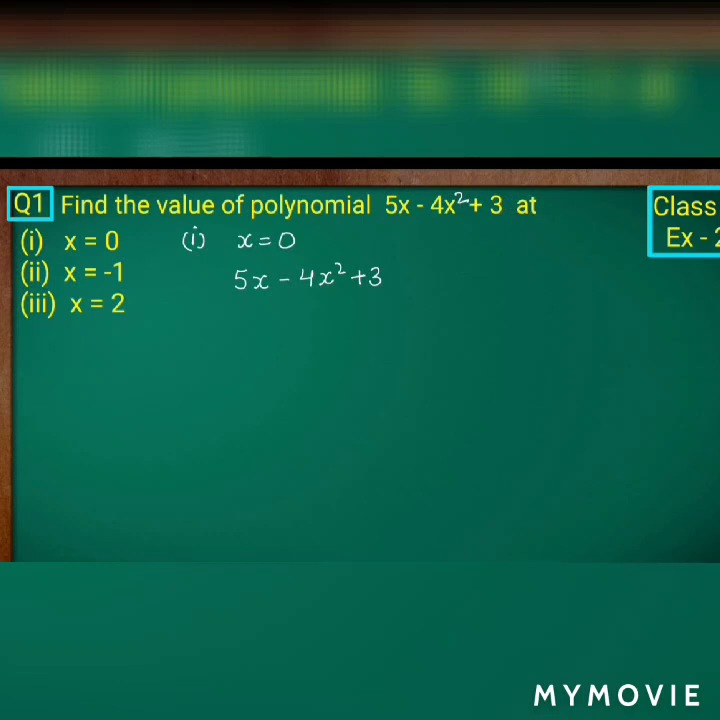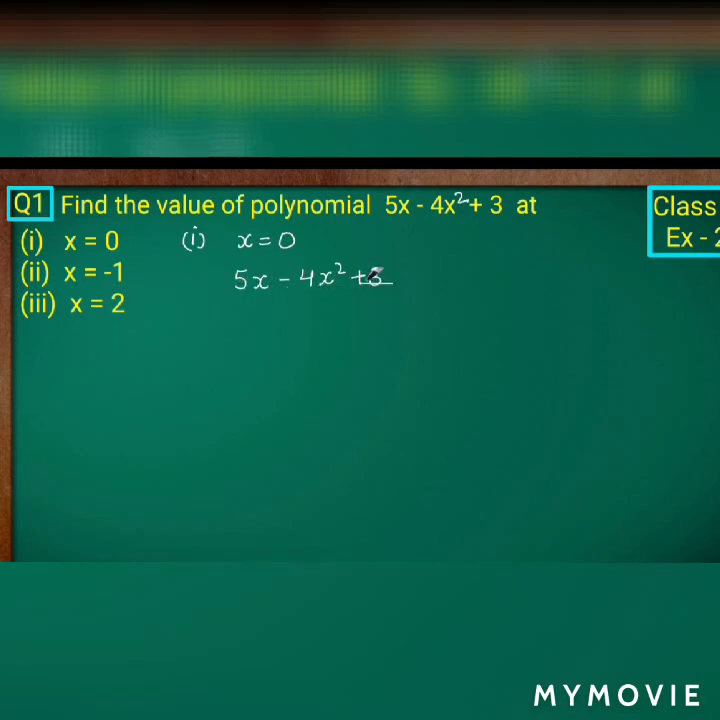Now we'll start with the exercise problems, that is, find the value of the polynomial 5x minus 4x square plus 3. Here the expression they have given is 5x minus 4x square plus 3. In the same way they have given the values of x, that is 0, minus 1, 2. When x equals 0, what will be the value of the polynomial? In the same way, when x equals minus 1, and when x equals 2, we have to find the value of the polynomial here.